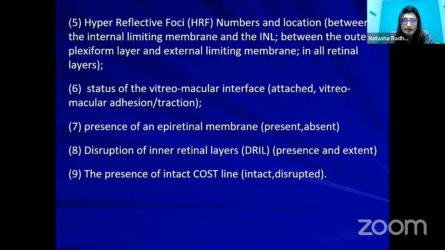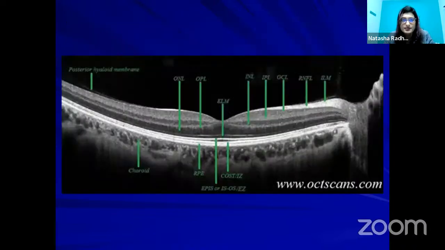Status of the vitreomacular interface, presence of an epiretinal membrane, disruption of the inner retinal layers called DRIL, the presence of it and the extent of it, and also something called a cone outer segment tip line, whether it is intact or disrupted. You can see here these lines that I'm talking about.